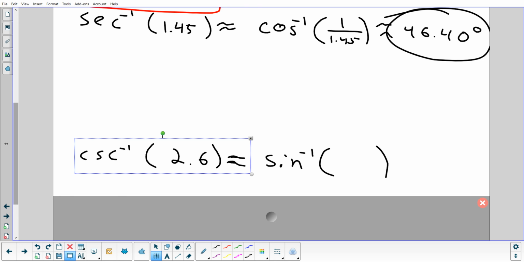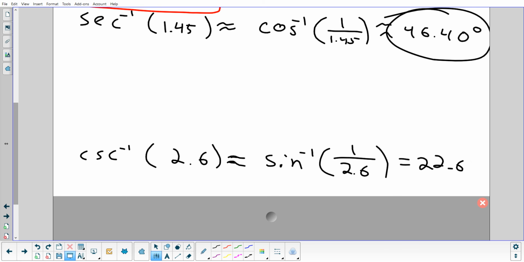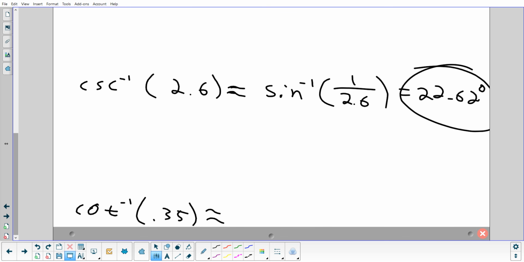And if you change your trig function, you also have to change the 2.6. What does the 2.6 change to? 1 over 2.6. And now we have something we can type in. 1 over 2.6. And there you go, 22.62. I'm only doing it in degrees, but if you want radians, you just change the mode on your calculator.